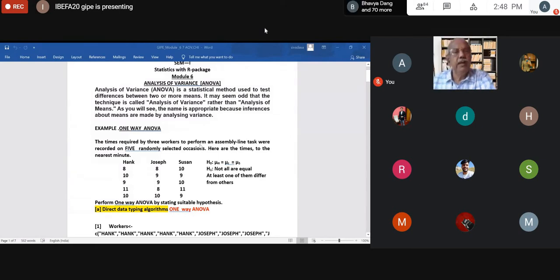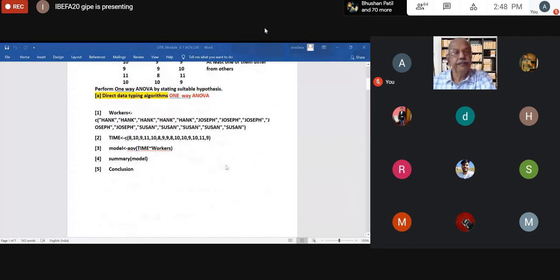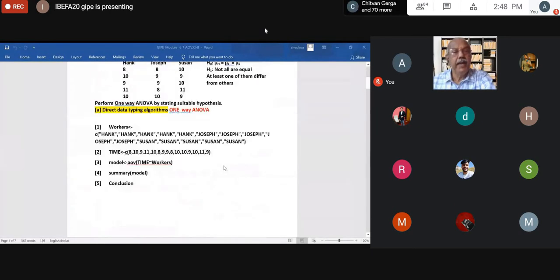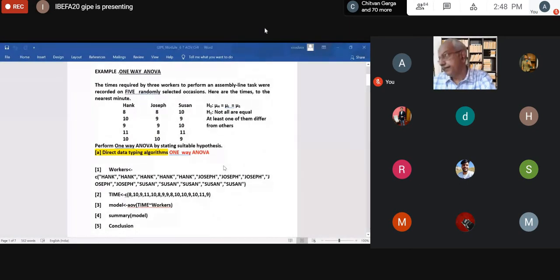For example, ANOVA technique. The full form of ANOVA is analysis of variance. Let me explain you.